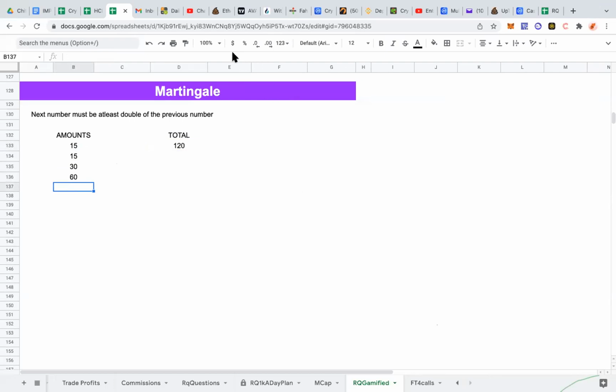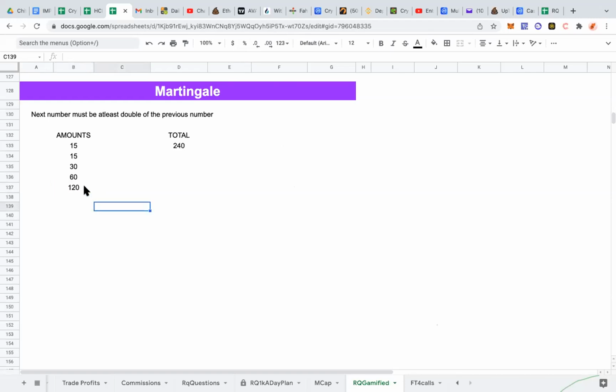Type in the chat. Let me see if you got what I'm saying. The next number, this Martingale, is what? Let me see. The next number should be, yes, 120. That is very, very easy. So this is the Martingale, right?